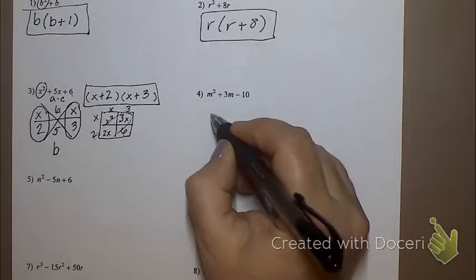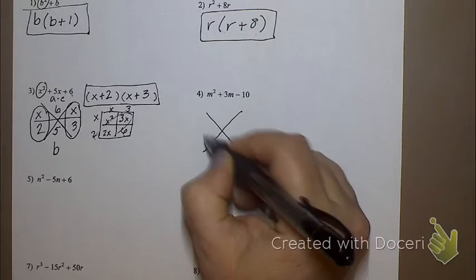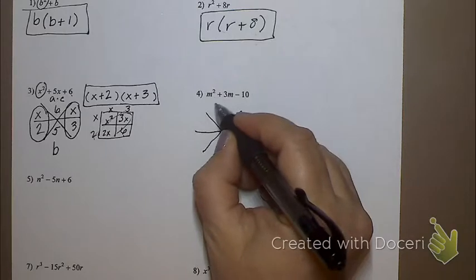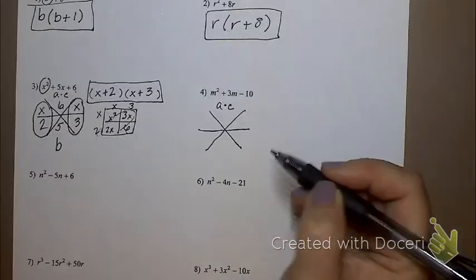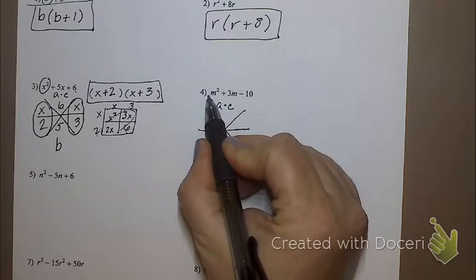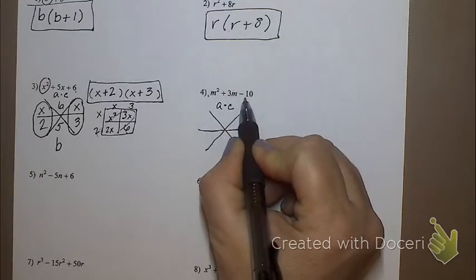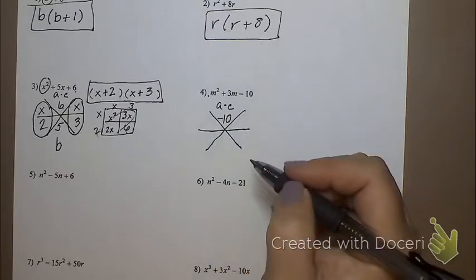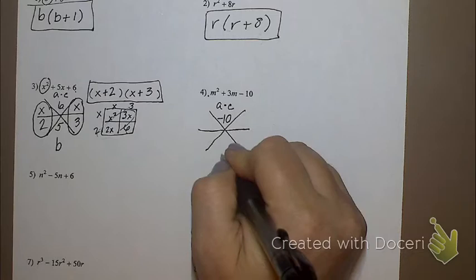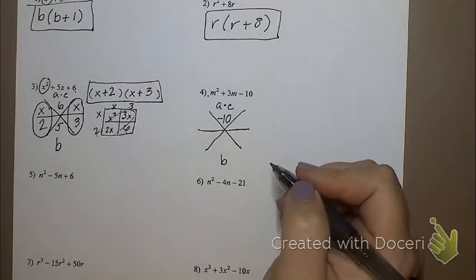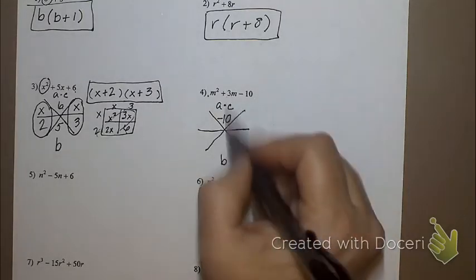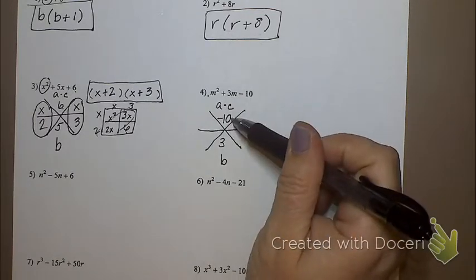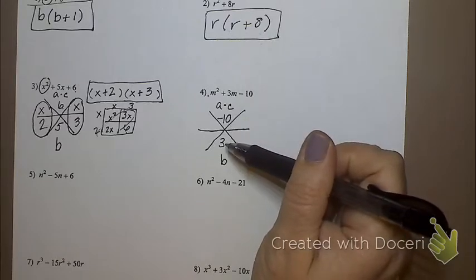No. So I'm going to go to my fancy snowflake, or super X. And on the top, again, I'm going to put A times C. What is A? 1. And C is negative 10. So I have to put negative 10 because 1 times negative 10 is negative 10. On the bottom, I'm going to put my B value. What is my B value? Positive 3. And I need two numbers that multiply to get negative 10, but add to get positive 3.